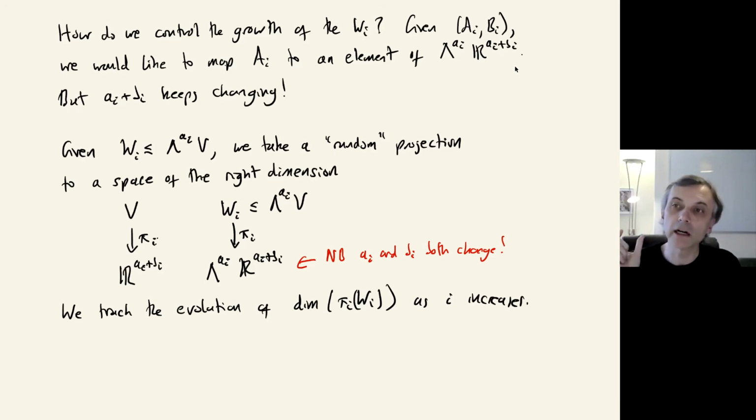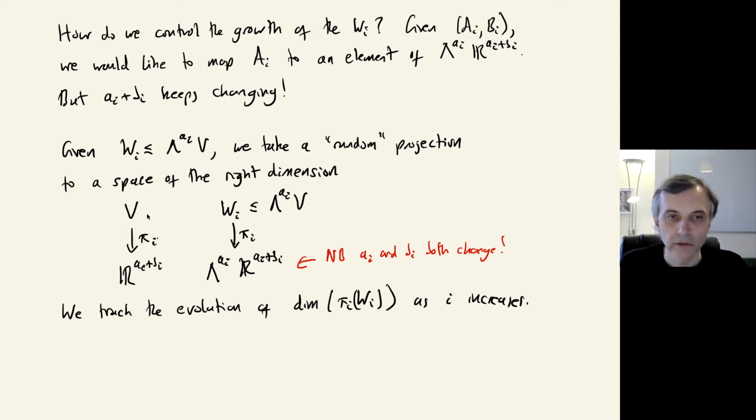We can't expect to be able to do that always, or at least not as simply, because A_i plus B_i is not fixed. The A_i's increase, the B_i's decrease. So A_i plus B_i might go up, it might go down, might stay the same. Okay, so the dimension of the underlying space that we want to have keeps changing and not monotonically. Okay, so right, so what should we do? So given our subspace W_i, which is a subspace of the A_i-th exterior power, let's just take a random projection to a space of the right dimension.